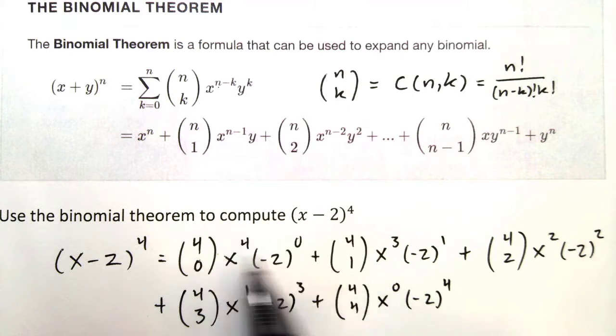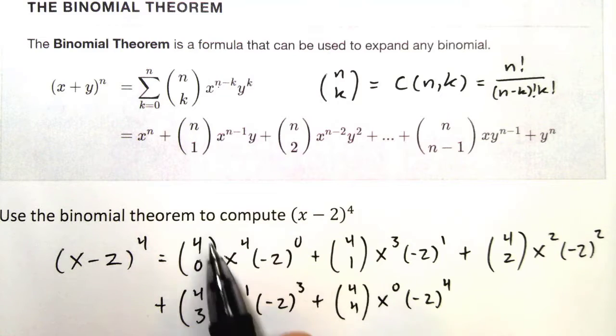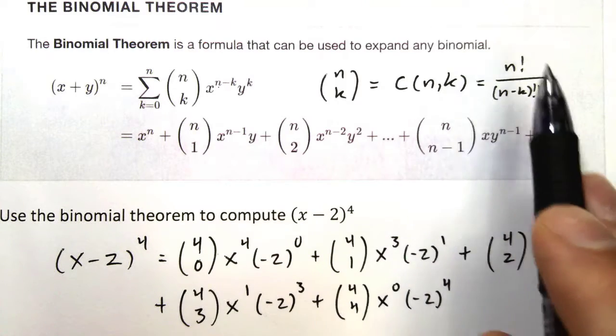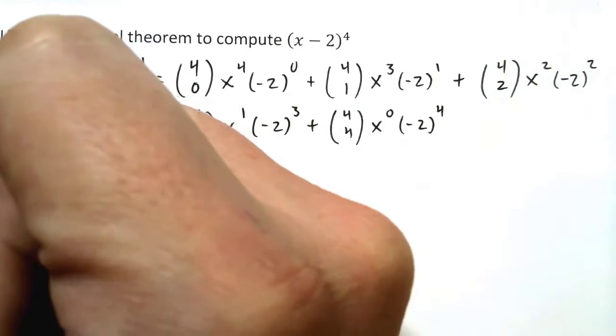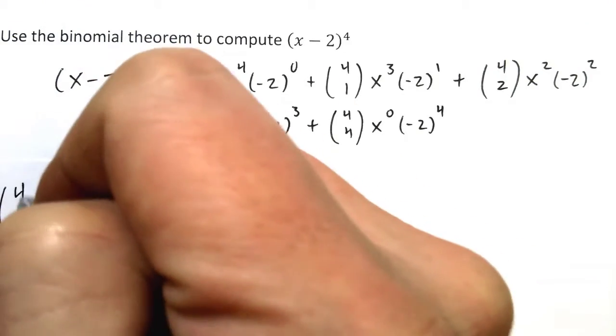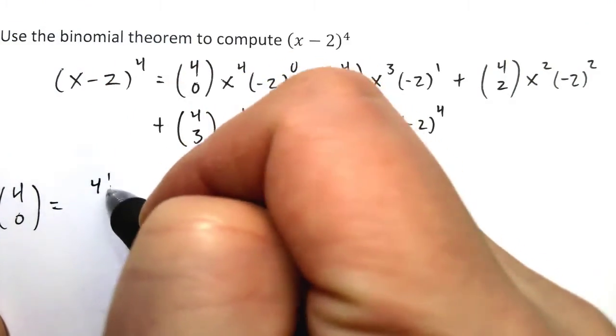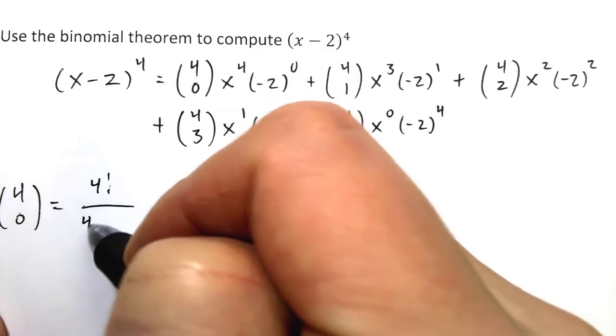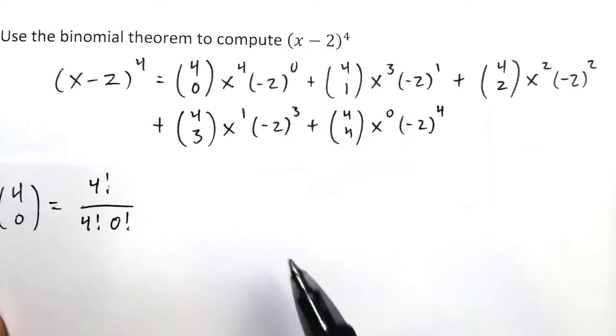Now let's simplify all this. Some of these things can be expressed simpler. What are these? Well, I've got to compute this for each one of these, right? Okay, so to compute 4 choose 0, I'm going to take 4 factorial, divide by 4 minus 0 factorial times 0 factorial.